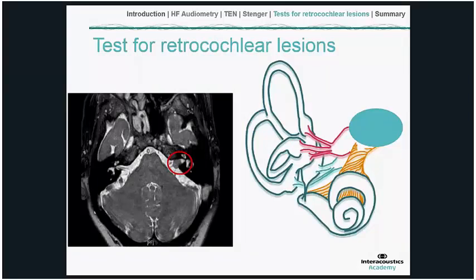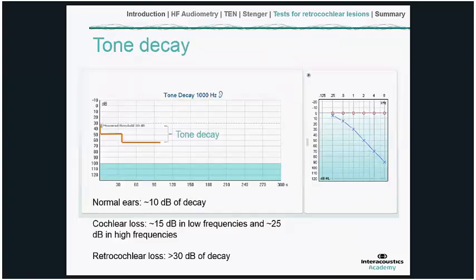So there are a number of reasons when the scan, like we're showing here, isn't suitable, in which case we might need to revert to other tests at our disposal. And the three that I mentioned, the short increment sensitivity index, the tone decay, and the binaural loudness balancing fit that group. So we'll go through tone decay first.